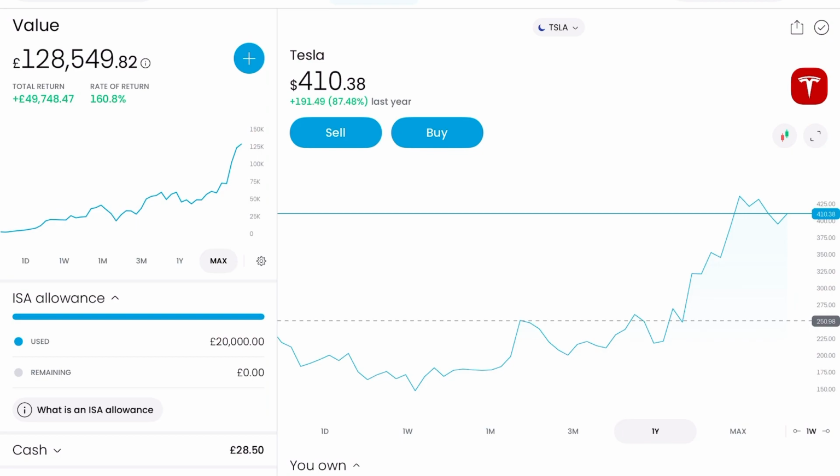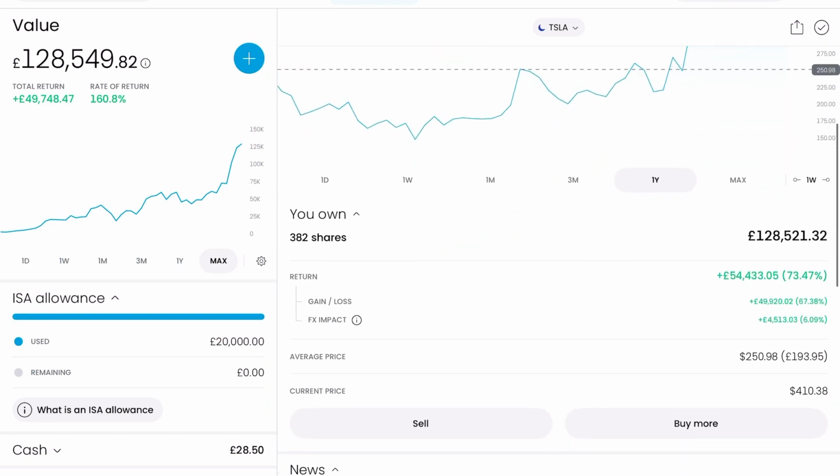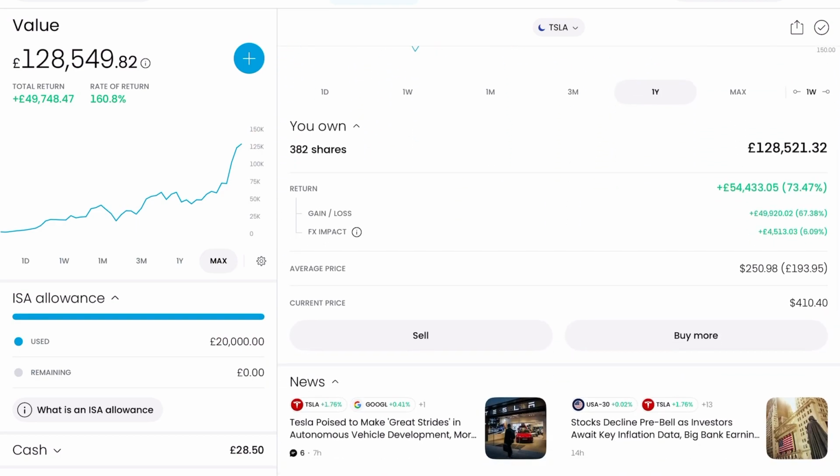Partly because of that is the FX impacts that you've seen. So I'm up like $4,500 just on the exchange rate, just the pound weakening, and because I'm all in dollars, if I was to go back from dollars to pounds, I can buy more pounds because obviously the pound's weakening. So that is a good thing. Obviously, it doesn't really matter to me because I'm not going to sell anytime soon.